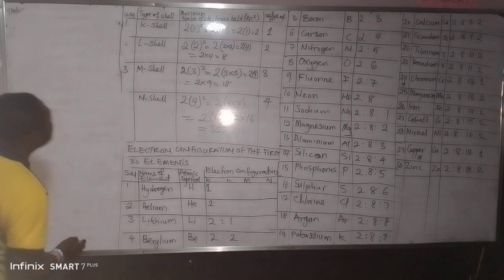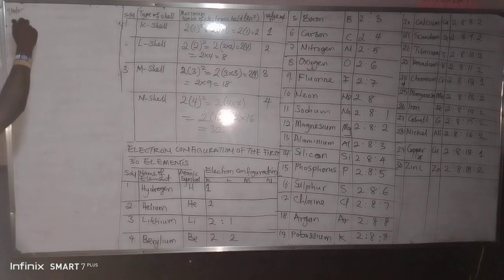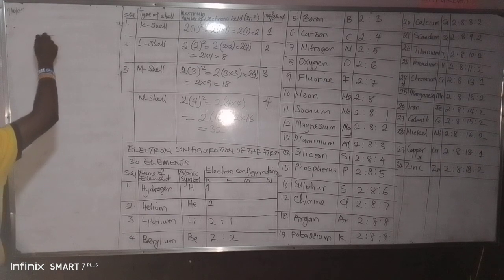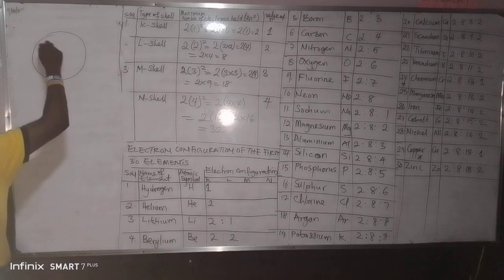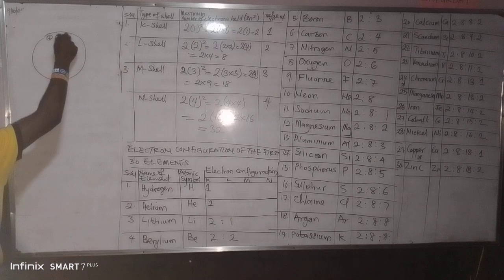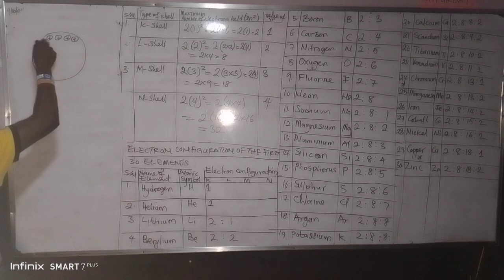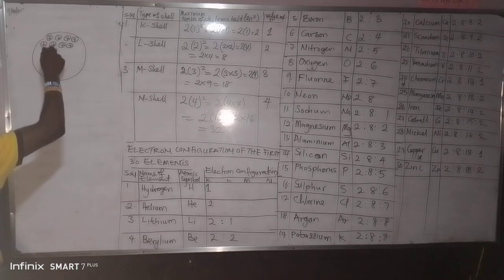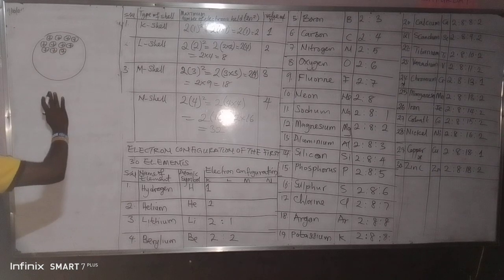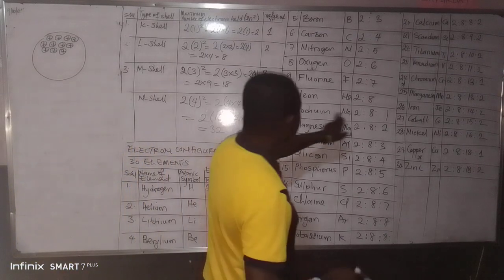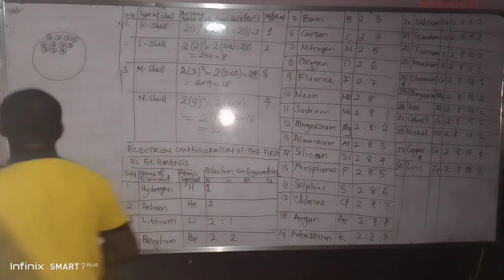Now, before that, let's try to draw the atom of sodium. We start from the nucleus. Sodium has 1, 2, 3, 4, 5, 6, 7, 8, 9, 10, 11 protons. That's the atomic number.